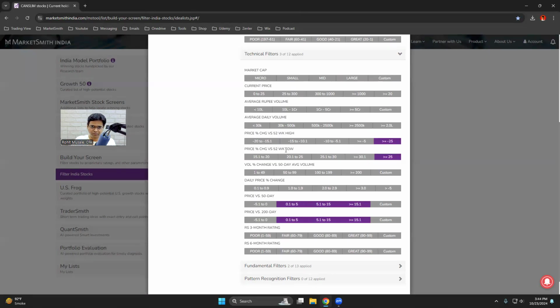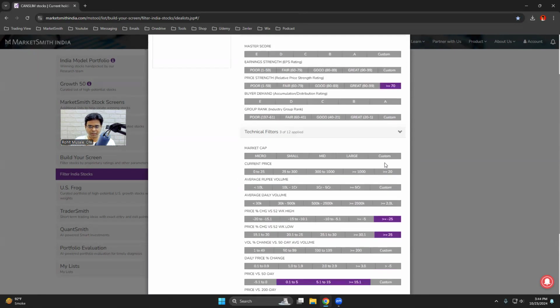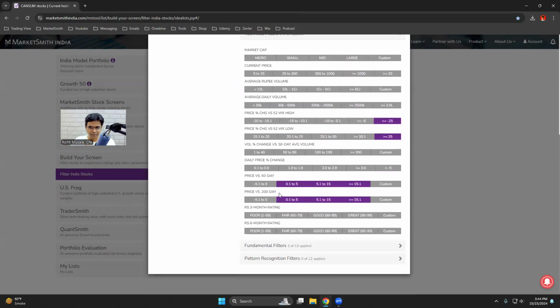And then price versus 52-week low. Assuming this is the 52-week low, the price should be at least 25% above the 52-week low. So we are not bottom fishing. We are buying a stock which has already shot up 25% from its 52-week low. So this basic criteria indicates that the stock has started to show strength. Maybe it has started to form a base. Okay. And it is a leading stock in the stock market. Of course, 50-day versus 200-day. Okay. So the price should be above the 50-day.